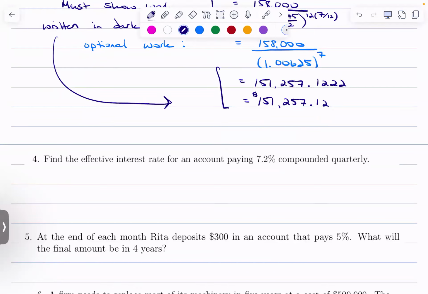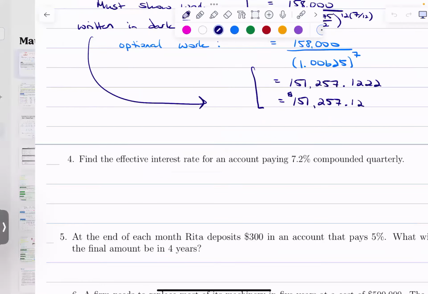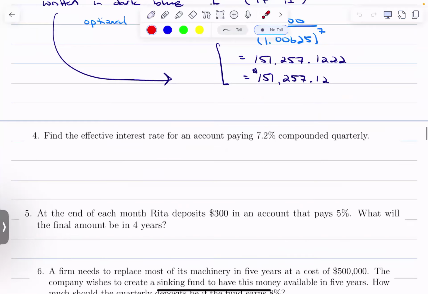Let's see here. Oh, it's up top, Emily. Find the effective interest rate for an account paying 7.2% compounded quarterly. Now, the effective interest rate, do you remember what the effective interest rate is? It's the annually compounded rate that would give you the same accumulated amount as 7.2% compounded quarterly.